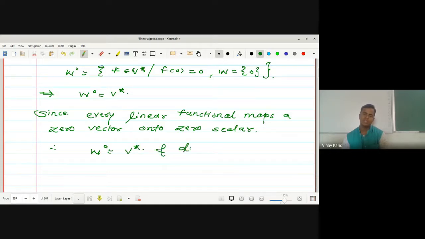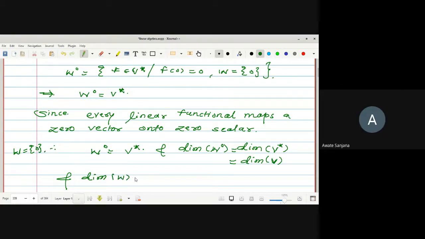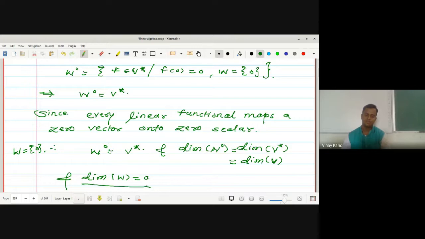And what is the dimension of annihilator of W? It is equal to dimension of V star, which is equal to dimension of V. We know that dimension of V is equal to dimension of V star. And what is W? W is singleton 0. What is the dimension of W? 0. So hence the result is true.